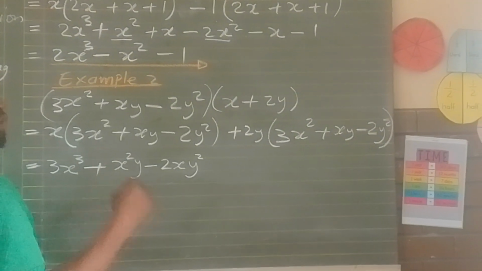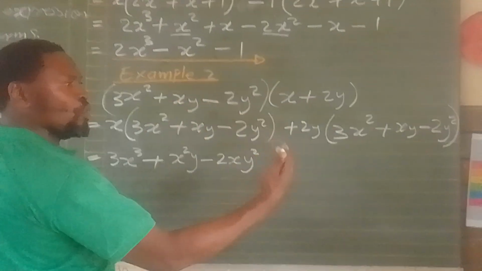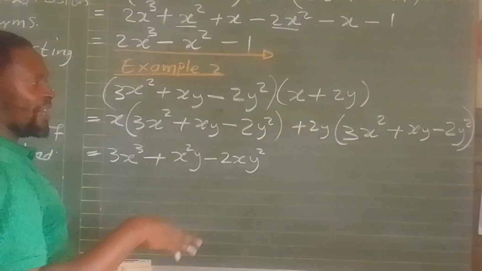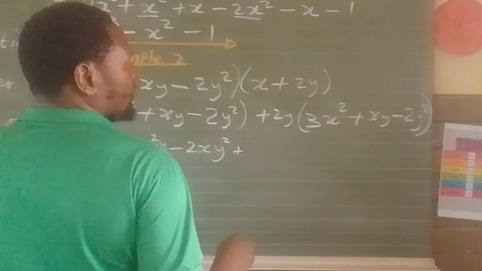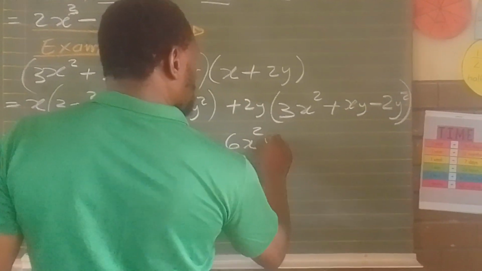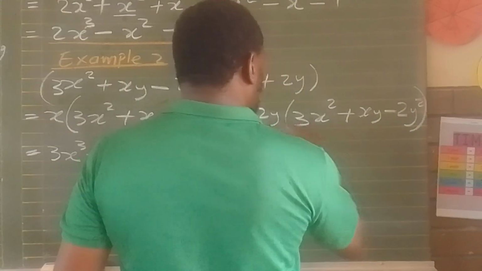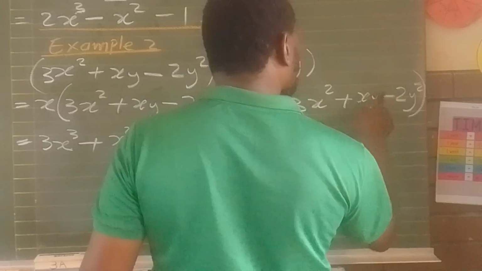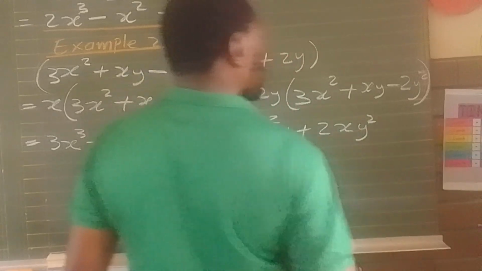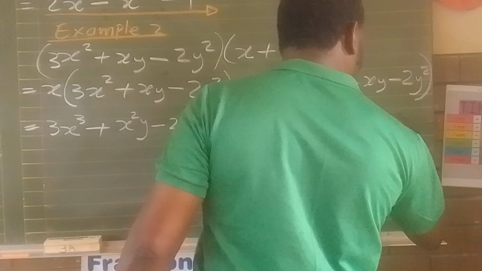Why? Because the letters follow the alphabetical order. x comes before y, not the other way around. Now you say plus 2 times 3, it's 6x squared y, not yx squared. You come here, plus 2 times 1, it's 2x times x, y times xy, it's xy squared. You multiply a negative and a negative, a positive, you get a negative.